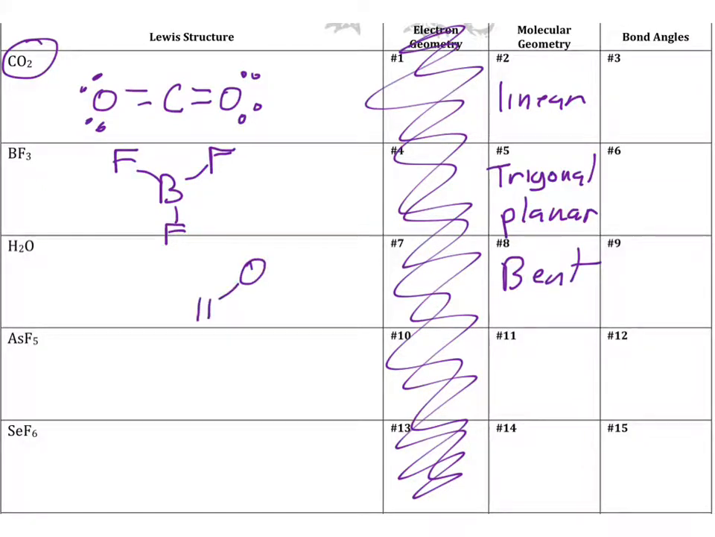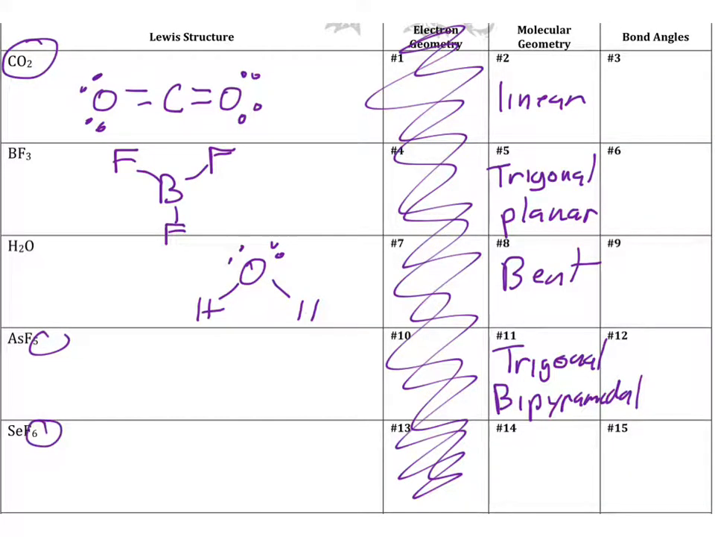Again, oxygen, hydrogen, hydrogen, and there it is. And again, it's bent because there's lone pairs. Now, remember I told you that if it's SF5, if there's a 5 there, it's going to be trigonal bipyramidal, because tri plus bi is 5. Trigonal bipyramidal. And then if there's 6 on there, it's called octahedral.